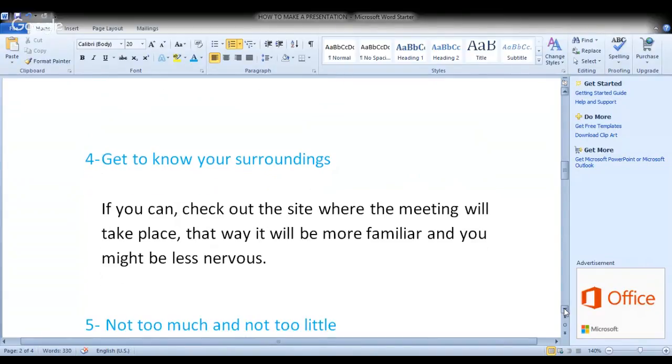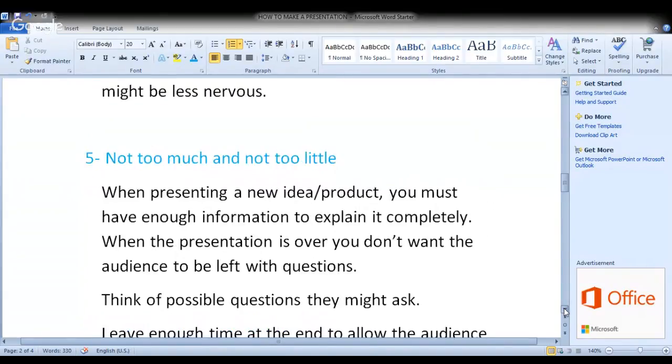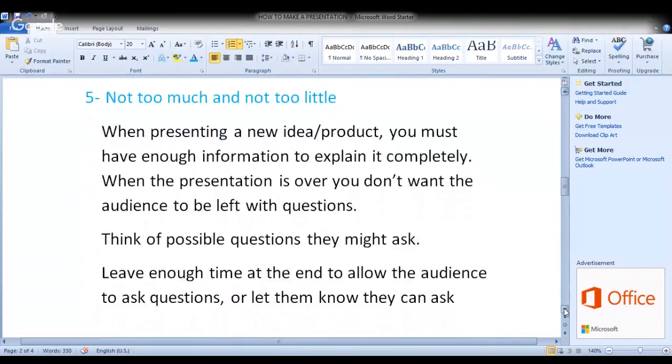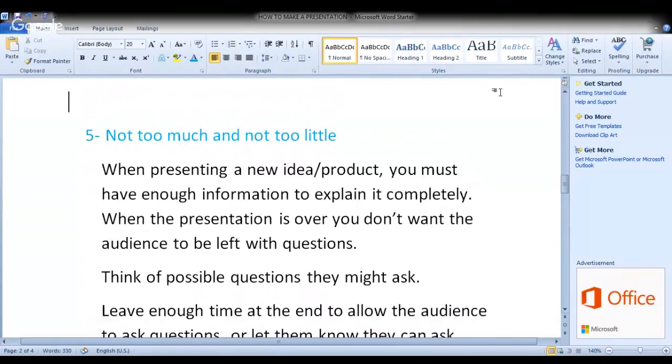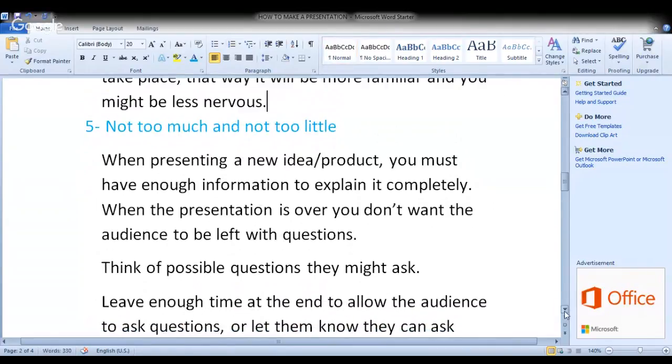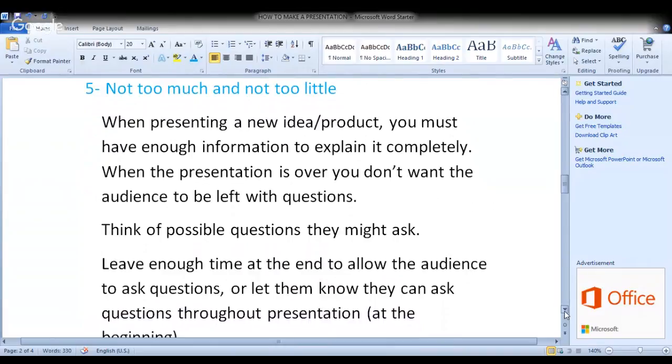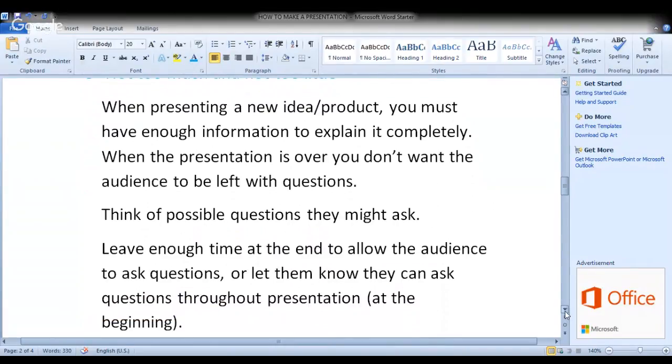So good. Let's move on. This one's a little bit longer, so we'll do this in 2 parts. Not too much and not too little. So this is about you presenting this idea, but not leaving them with too many questions, but that they leave with intrigue. It's like, ooh, how would this work if? And so you kind of have to find that balance of not too much and not too little.